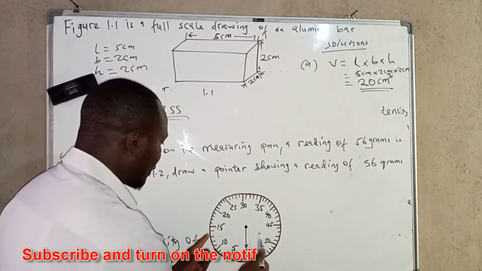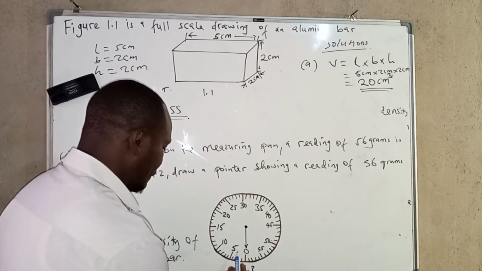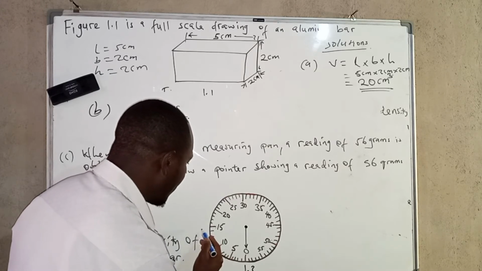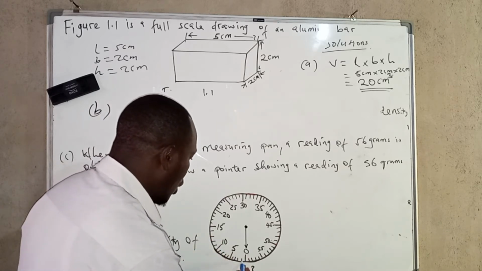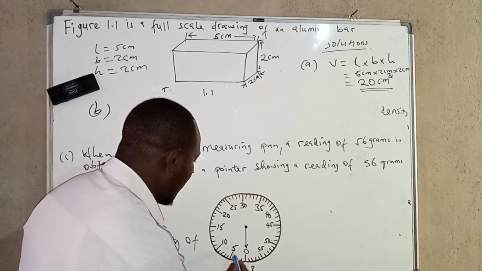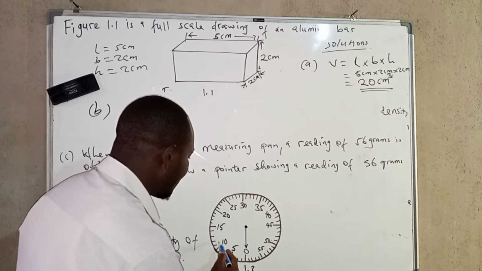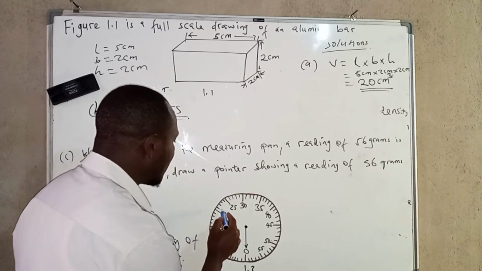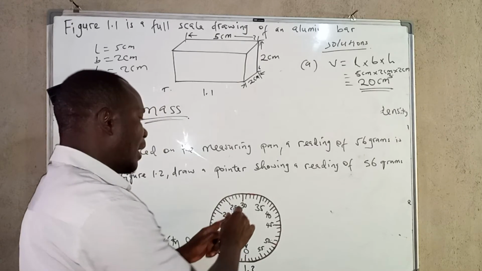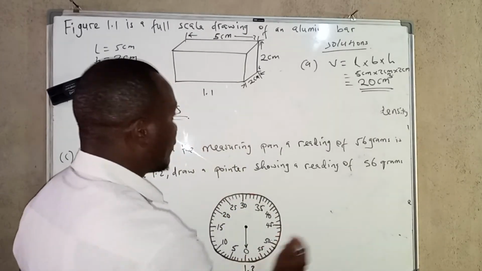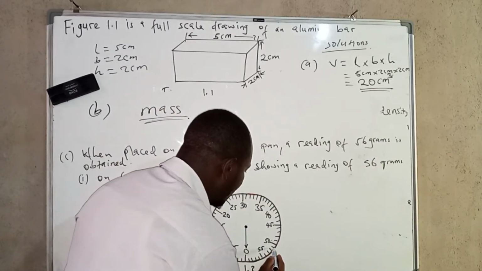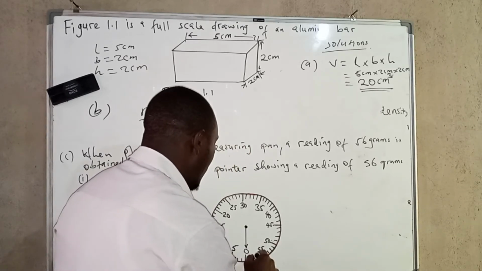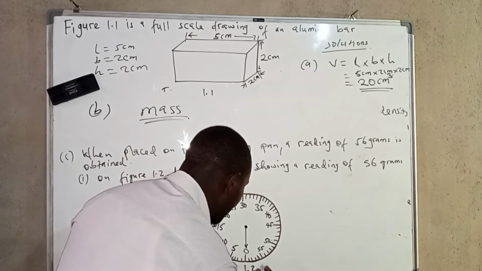And in between, there are 4 graduations or 4 divisions. So we have 1, 2, 3, 4. So from this, we have 0, 1, 2, 3, 4, 5, 6, 7, 8, 9, 10, 11, 12, 13, 14, 15, 16, 17, 18, 19, 20, 21, 22, 23, 24, 25, up to here. So since we are looking at the 56 mark, we have 50, 51, 52, 53, 54, 55. So 56. The mark is here.